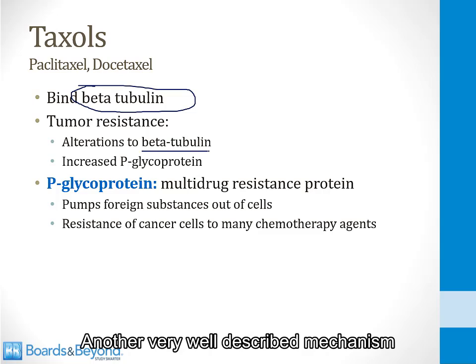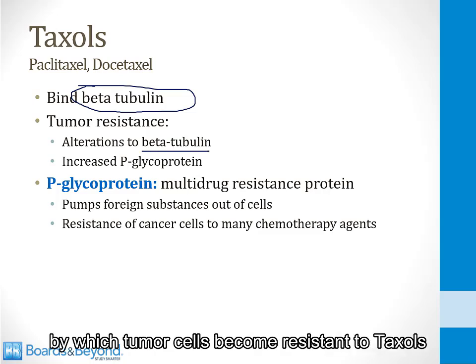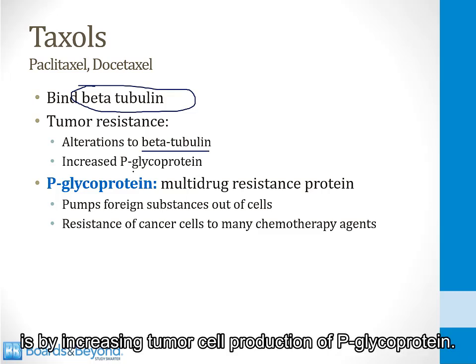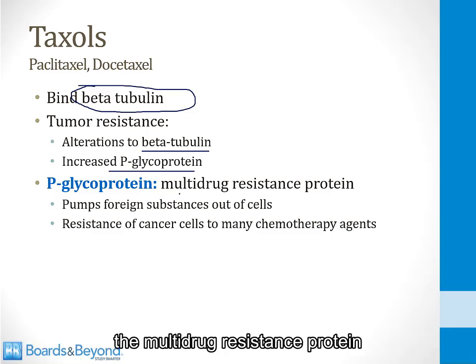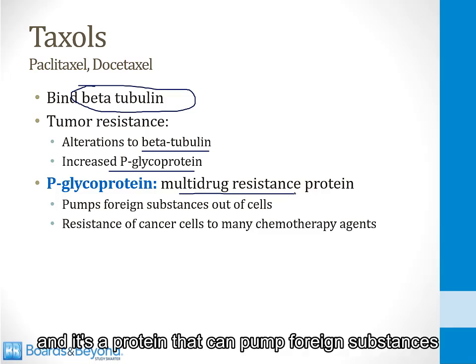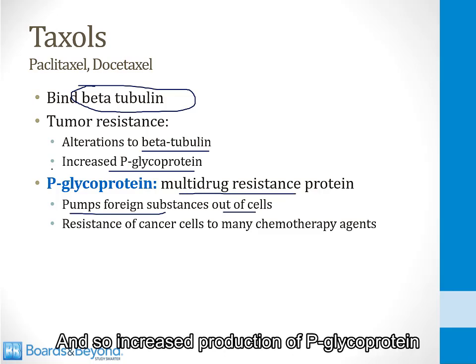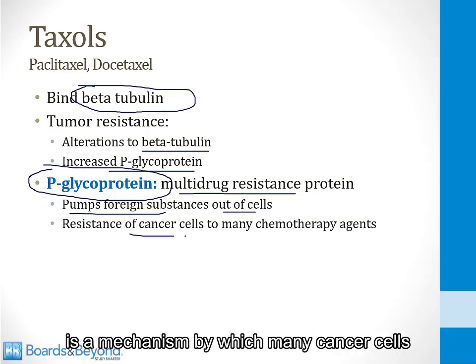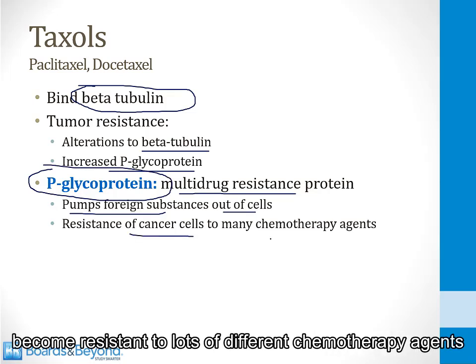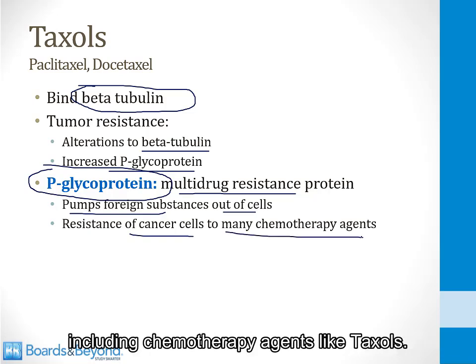Another very well-described mechanism by which tumor cells become resistant to taxols is by increasing tumor cell production of P-glycoprotein. P-glycoprotein is also called the multi-drug resistance protein, and it's a protein that can pump foreign substances out of cells, including taxol drugs. And so increased production of P-glycoprotein is a mechanism by which many cancer cells become resistant to lots of different chemotherapy agents, including chemotherapy agents like taxols.